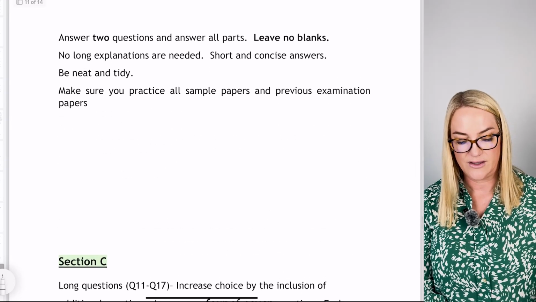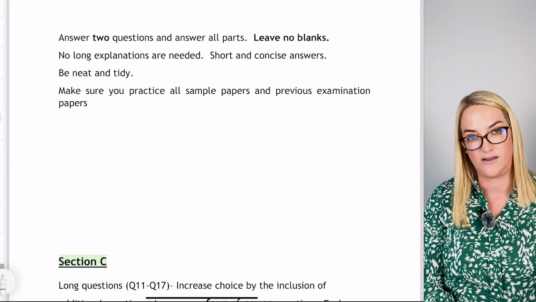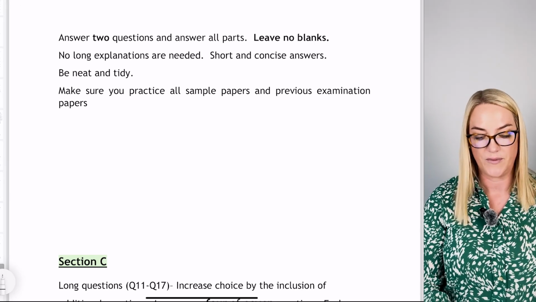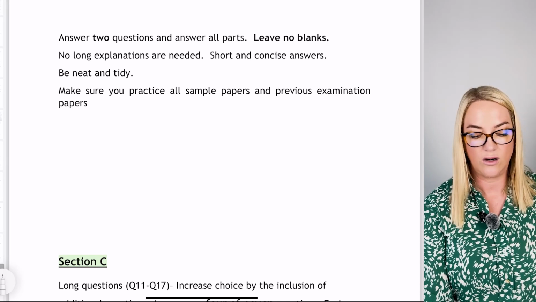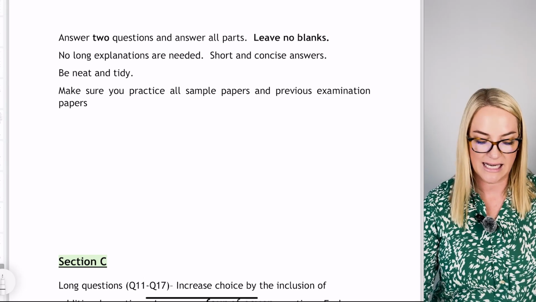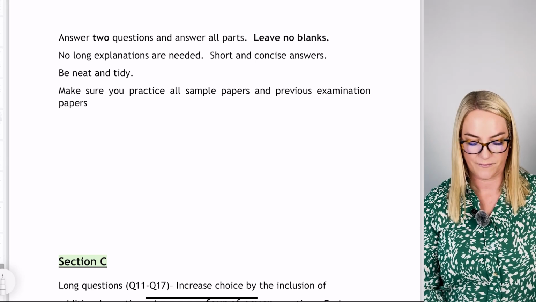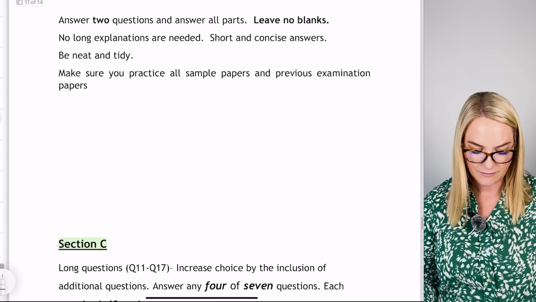So, like I said, answer 2 questions. If you answer 3, perfectly fine. I would also say to my students, actually answer 3 and they'll pick your best 2. Leave no blanks. No long explanations are needed. Short and concise answers. Be neat and tidy. And again, make sure you practice all sample paper questions.